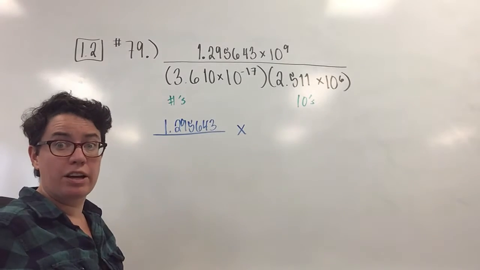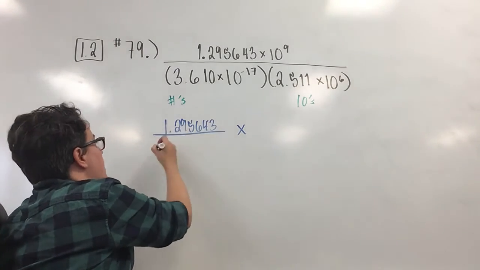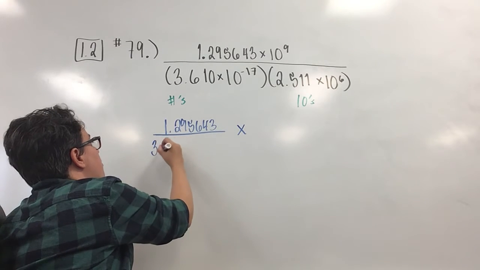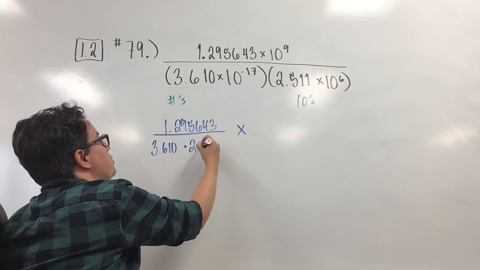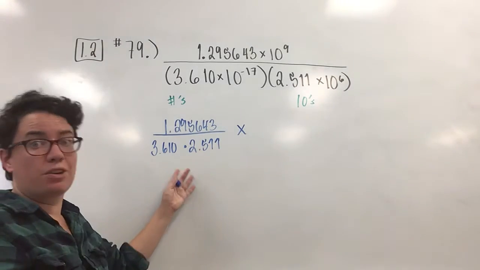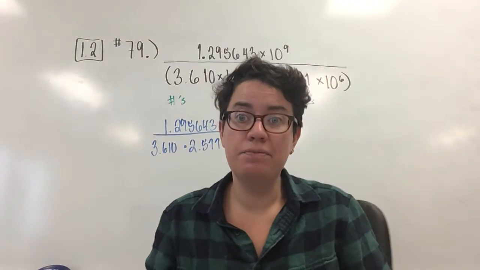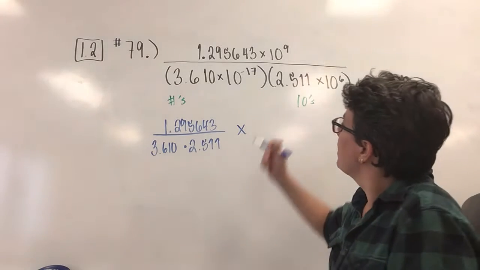1.29564. Don't worry, we're not going to have all those numbers at the end of our problem. Over, and it's a multiplication problem in the denominator, 3.610 times 2.511. And this is definitely one of those cases that we're going to have to use a calculator if we want to do it quickly, and I don't want this video to be 30 minutes long.